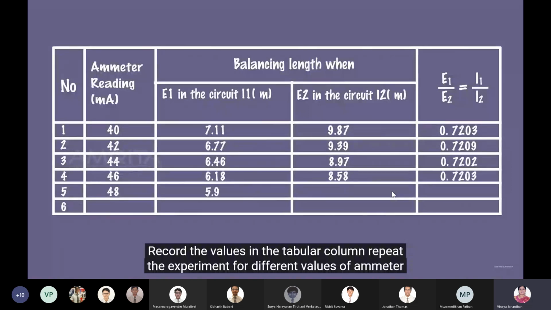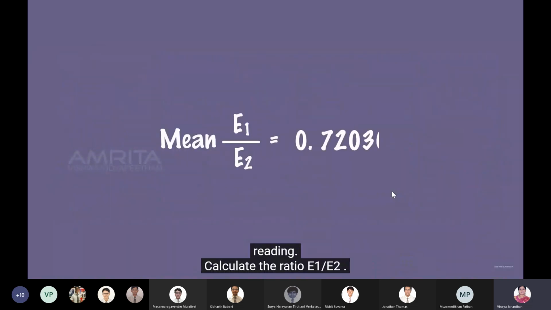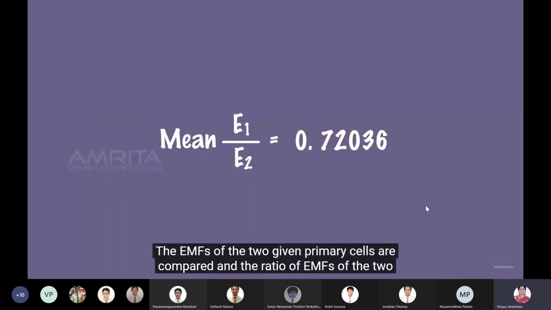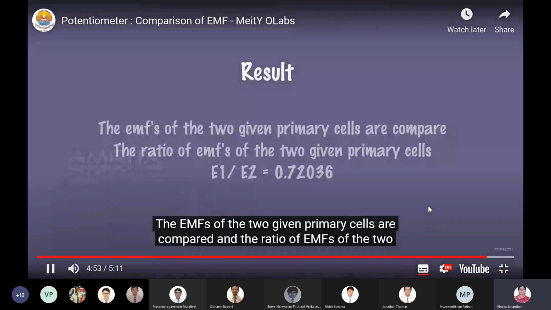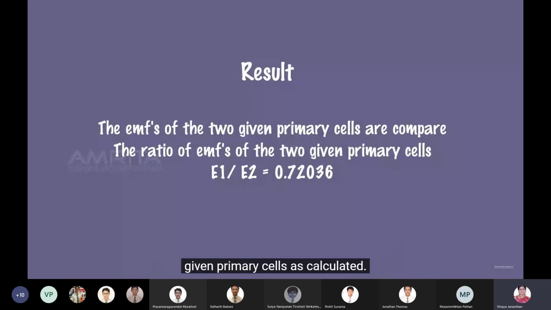Repeat the experiment for different values of ammeter reading. Calculate the ratio E1 by E2. The EMFs of the two given primary cells are compared and the ratio of EMFs of the two given primary cells are calculated.